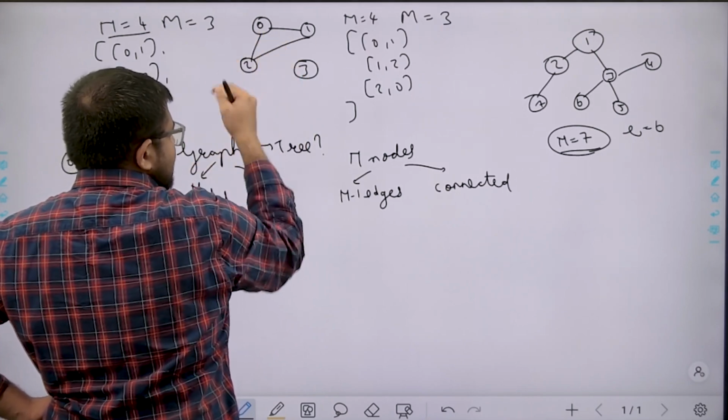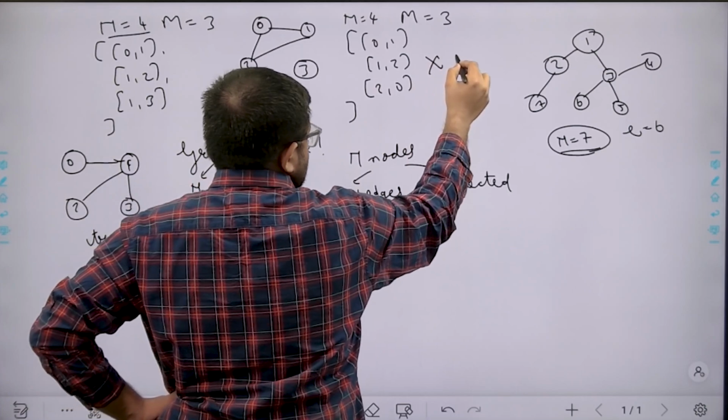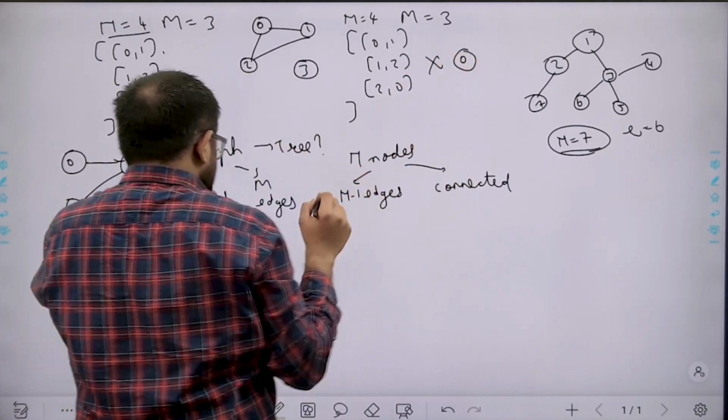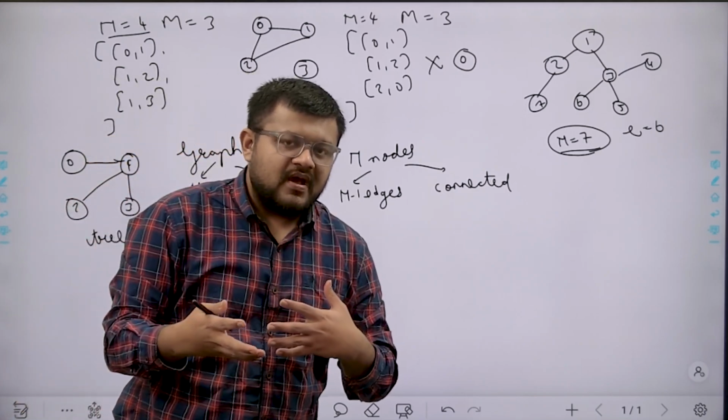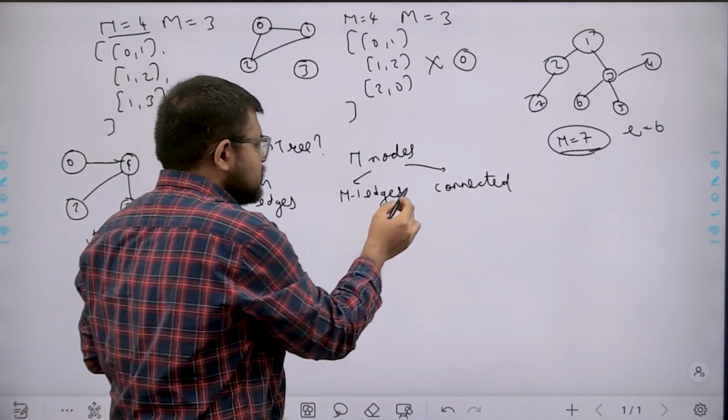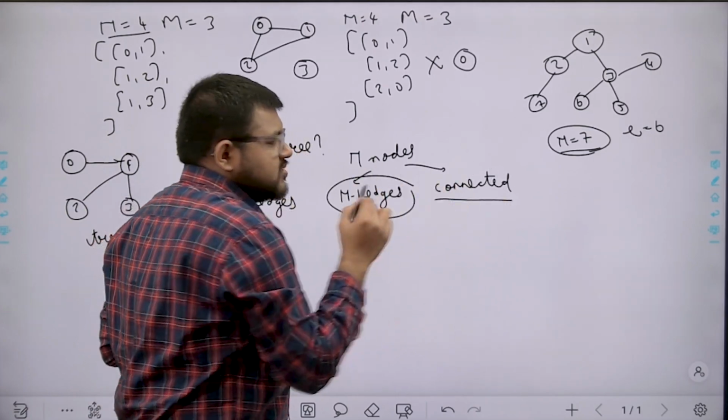You can see there is a cycle being formed. So this is not a graph and not a tree, and we will return 0. So basically what we need to check is, we are given n nodes and m edges. First of all, m must be equal to n minus 1 and the graph must be connected.